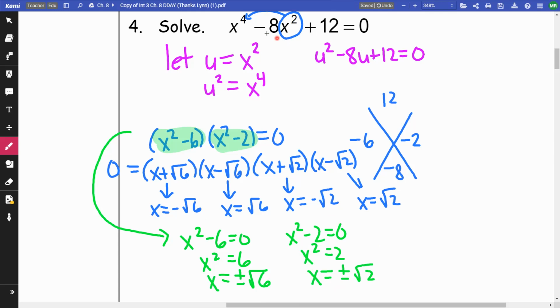And a little side note, if it is a degree 4, I should get 4 answers. Whatever the degree is of the polynomial, that's how many solutions or roots you should have.